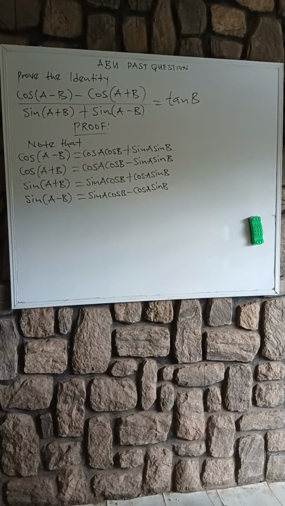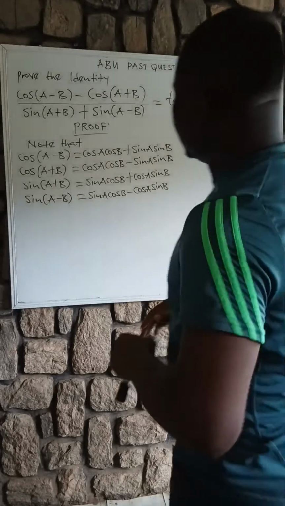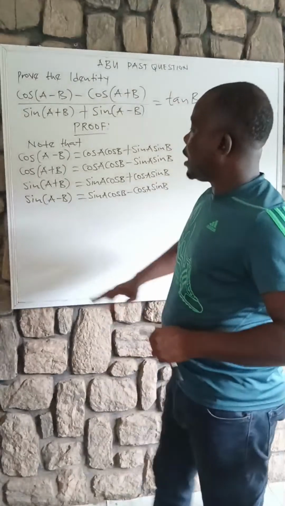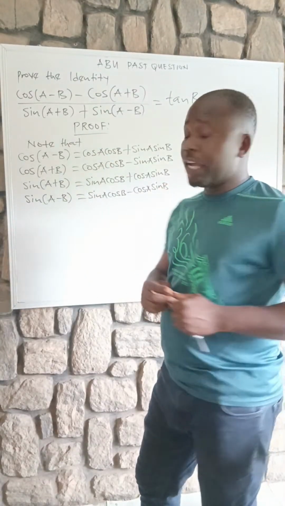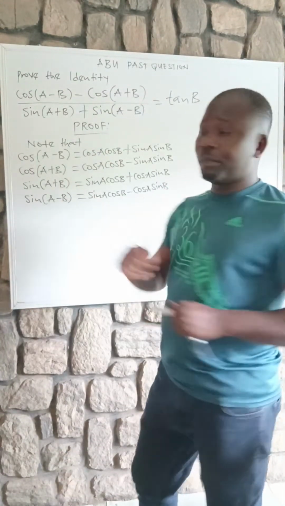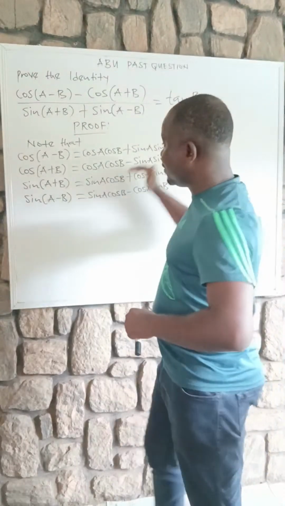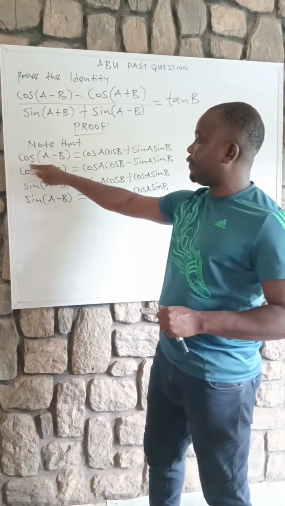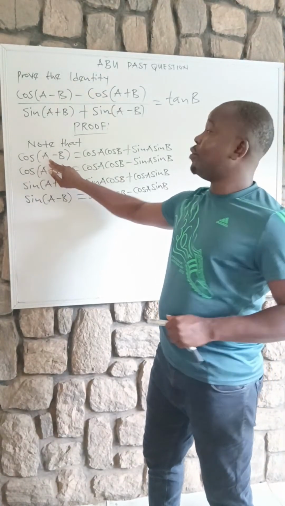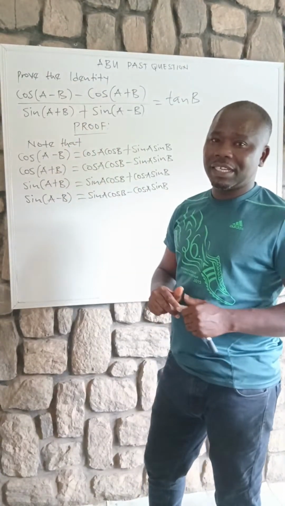Any question? Yes or no? No question, right? So let's proceed. As you can see, we are able to identify where the problem is. The problem is this: if you cannot identify or define this, you won't be able to prove this.